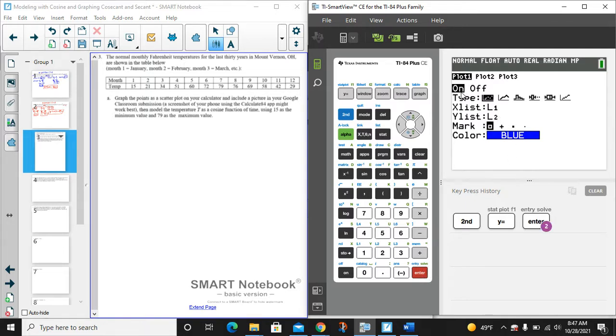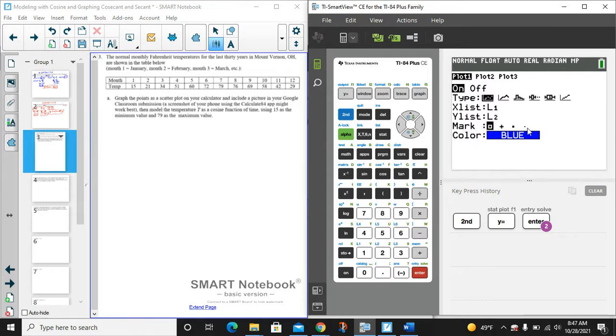So we want the stat plot turned on. The type, we want this first type, which is a scatter plot. We want our X list set to L1. That means that everything in our first list will be our X's and everything on our second list will be our Y's. So our Y list is L2.